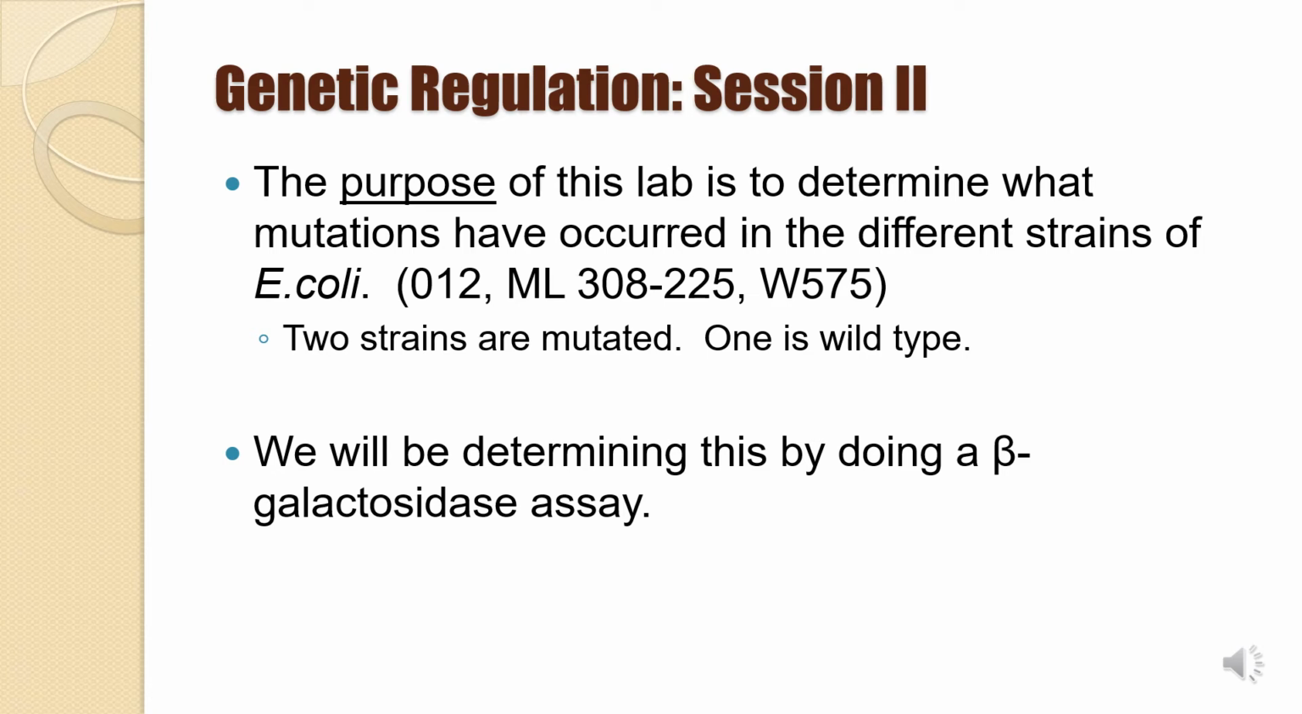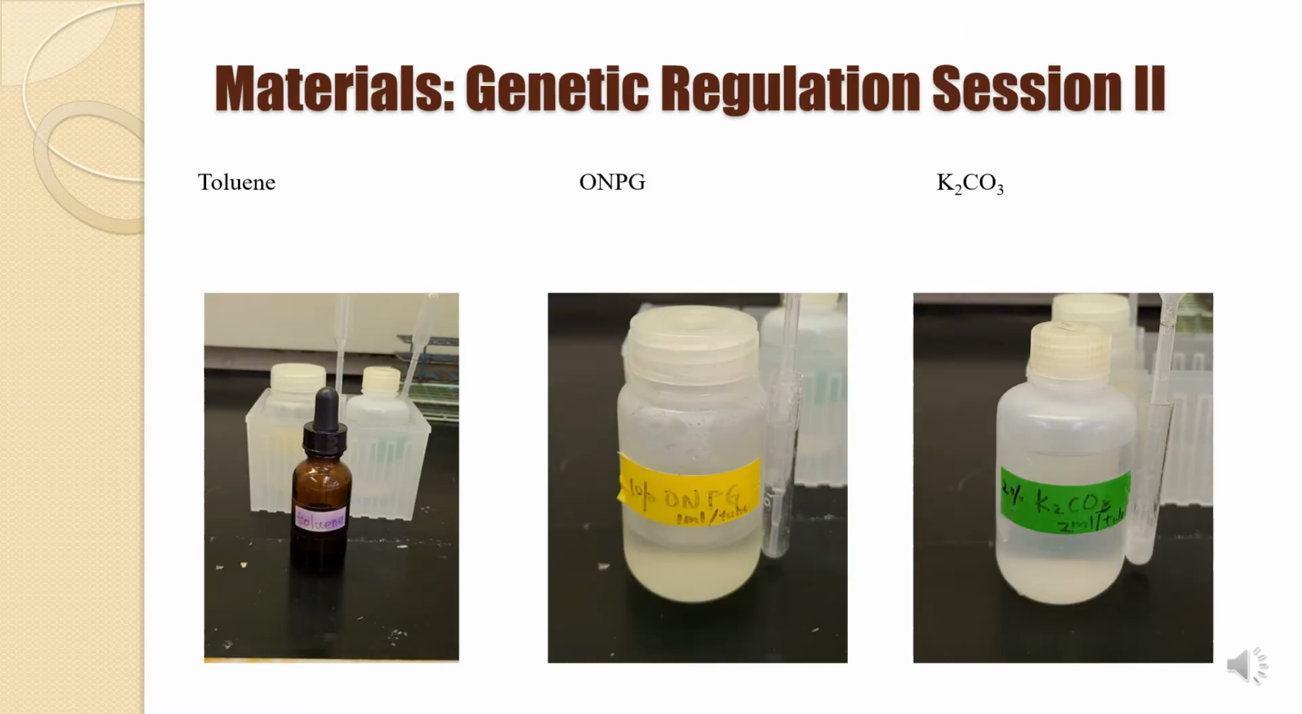The purpose of this lab is to determine what mutations have occurred in the different strains of E. coli. Two of the strains are going to be mutated, and one is going to be wild type. We're going to be determining this by doing a beta-galactosidase assay. For this session, there will be 3 different materials that we will be using, and I'm going to explain what they do so that when I mention them in the procedure, it will make more sense why we are adding them when we add them.